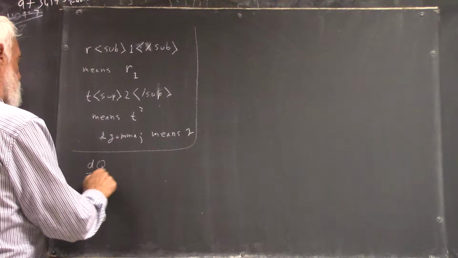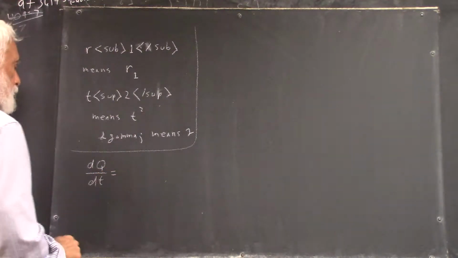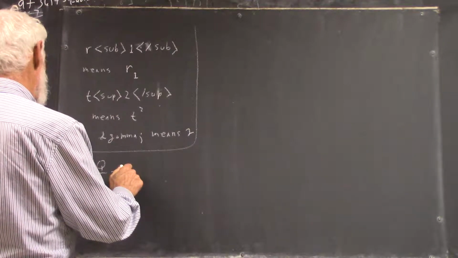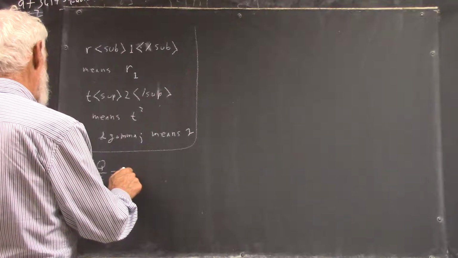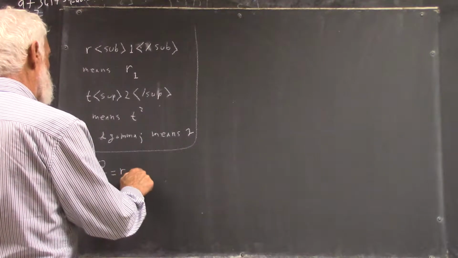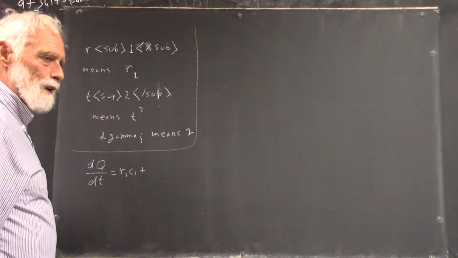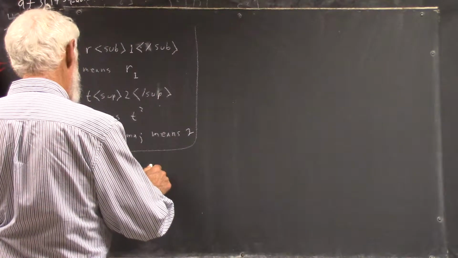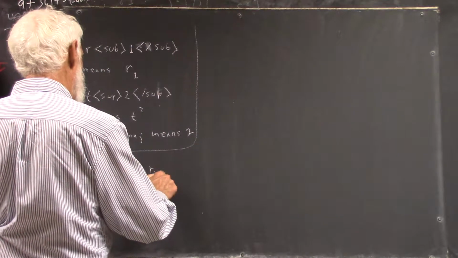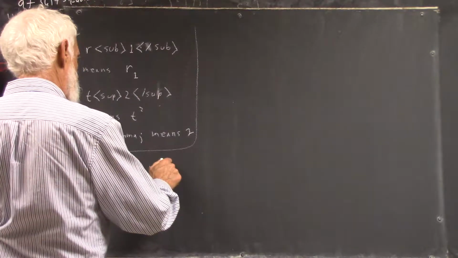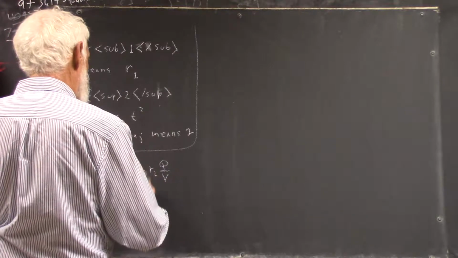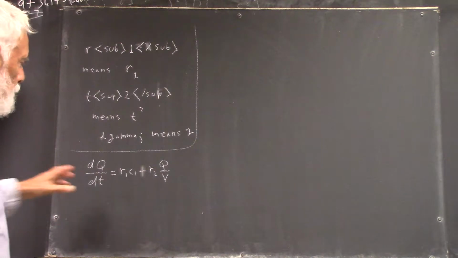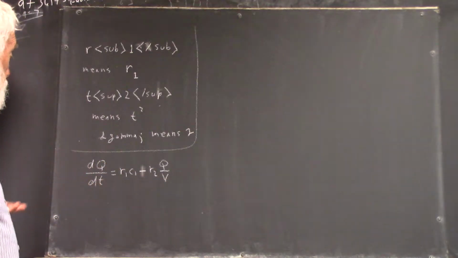One of the equations is like dQ/dt equals R1C1 plus R2, and I might have had just plain R's on it, I don't remember, Q over V. And it would be minus R2 Q over V. There's a simple interpretation of this equation, but let's just first look at how you're going to solve it.